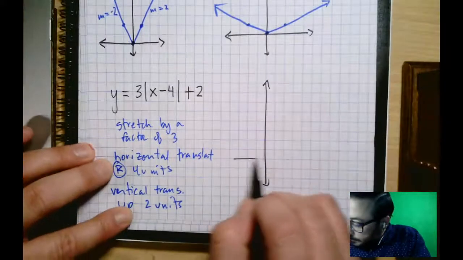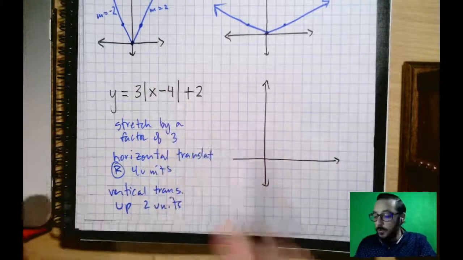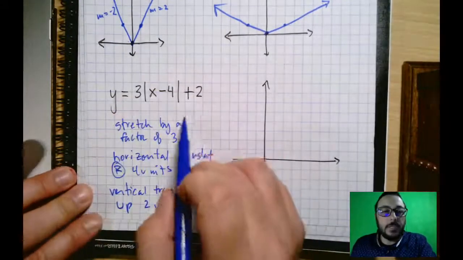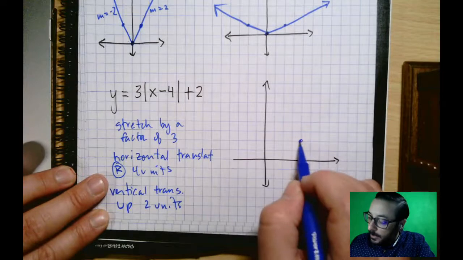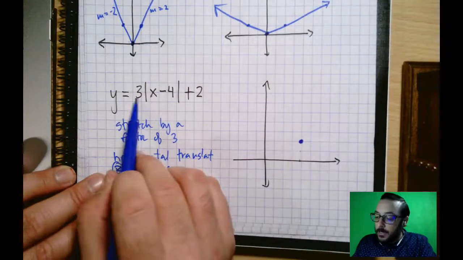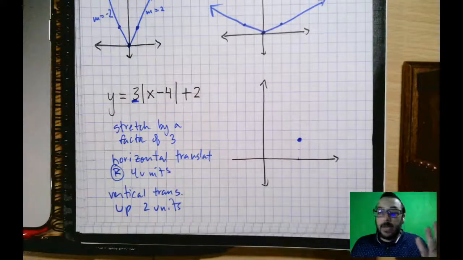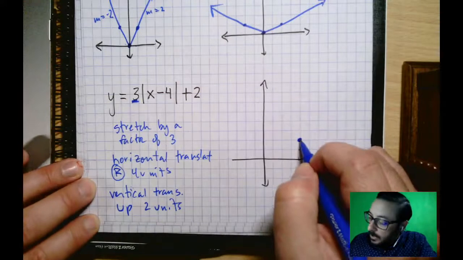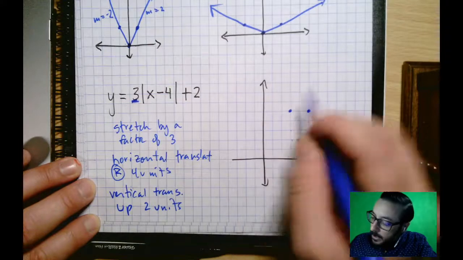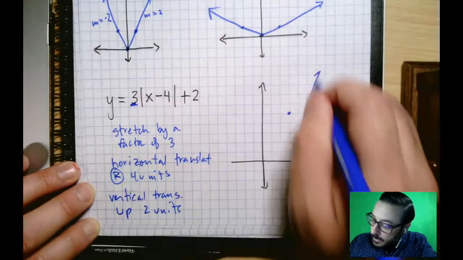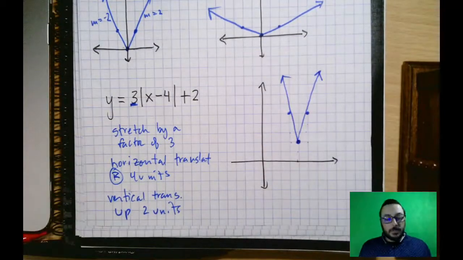Okay, so let's go ahead and throw this graph on there. Let's start with our translations. So we're going to move the vertex, the little point on the V, to the right 4 units, 1, 2, 3, 4, and up 2 units. And then the slope of our sides are going to be 3 and -3, because we're talking about absolute values. So we go over 1, up 3, and then to the left 1, up 3. And so we have a skinnier graph than even 2 times the absolute value of x. And there is our graph.